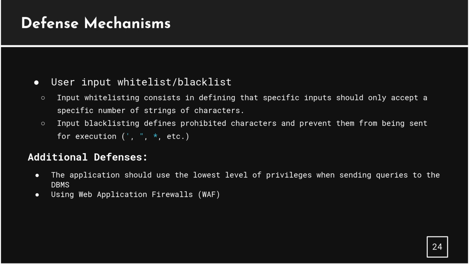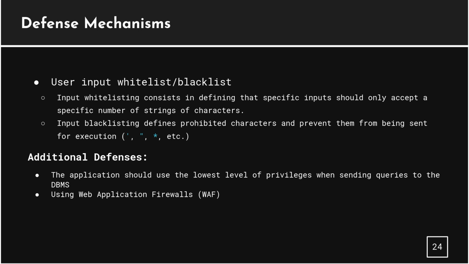There's also the counterpart, which is blacklisting. Instead of defining the characters that are accepted, we define the characters that are rejected or prohibited. For example, we can prevent passing characters like single quote, double quote, star, etc. So yeah, that's what input blacklisting is for.